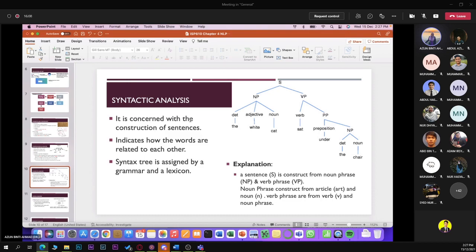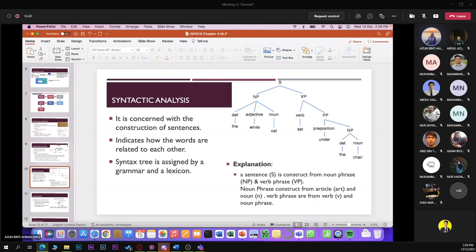This is very important especially when you want to do the translation ataupun you nak buat speech to text kan. In order to produce a response to the sentence, I mean, the system must understand what is the question ataupun what is the sentence supaya dia boleh reply dengan jawapan yang betul. Okay.